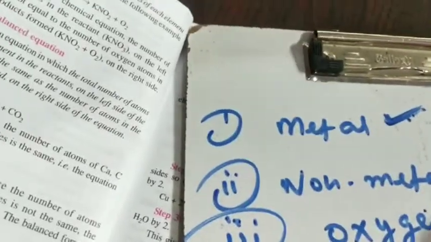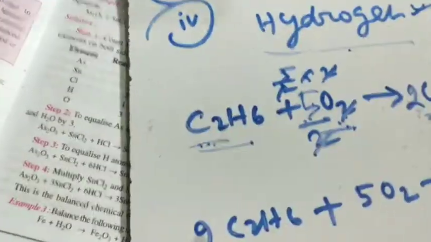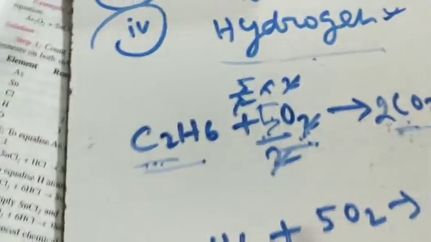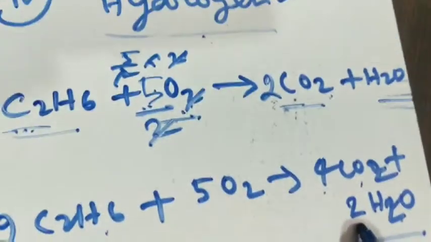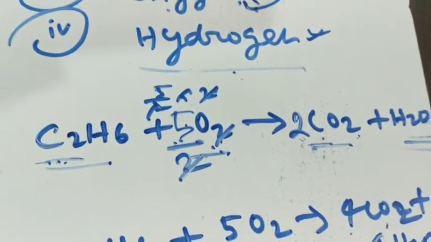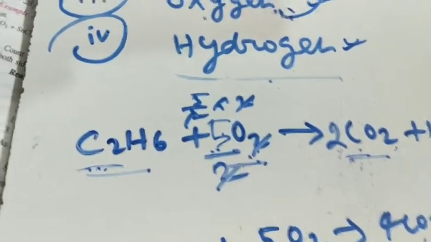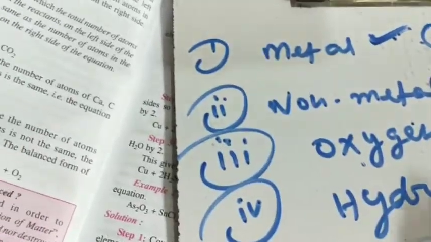Now you check, go on. After balancing the oxygen, you go to non-metal. After balancing the oxygen, you come to hydrogen. Now you check the number of hydrogen, that is 2 times 6, 12 hydrogen. On the right hand side 2 times 2, 4 hydrogen. So you change this to 6. Now check the number of hydrogen will again be 12. Left hand side and right hand side are equal.